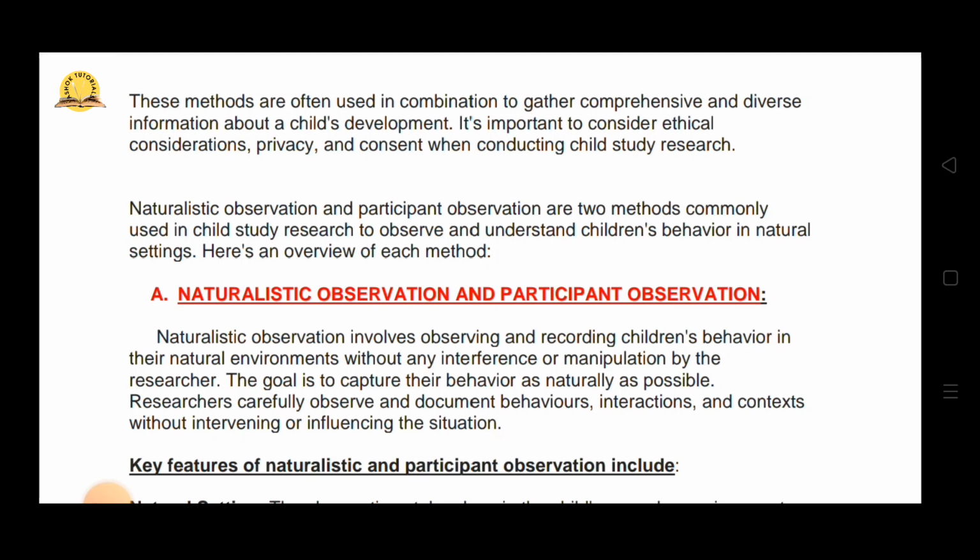Naturalistic observation and participant observation are two methods commonly used in child study research to observe and understand children's behavior in natural settings. Here is an overview of each method. See, now we are going to discuss two main methods of child study, that is naturalistic observation and participant observation. Now why is naturalistic observation known as naturalistic? Because it takes place in the natural setting of the child, right?